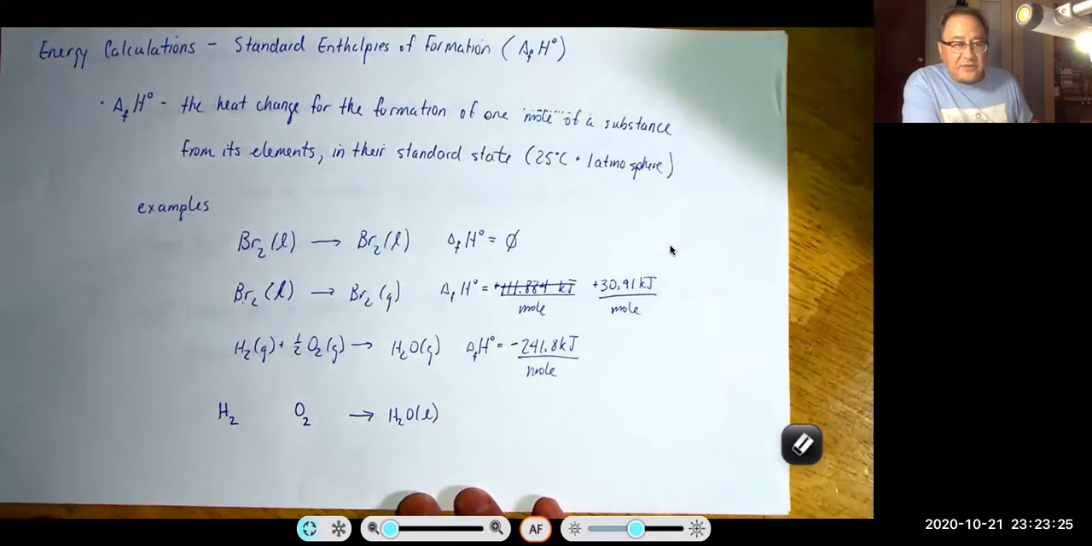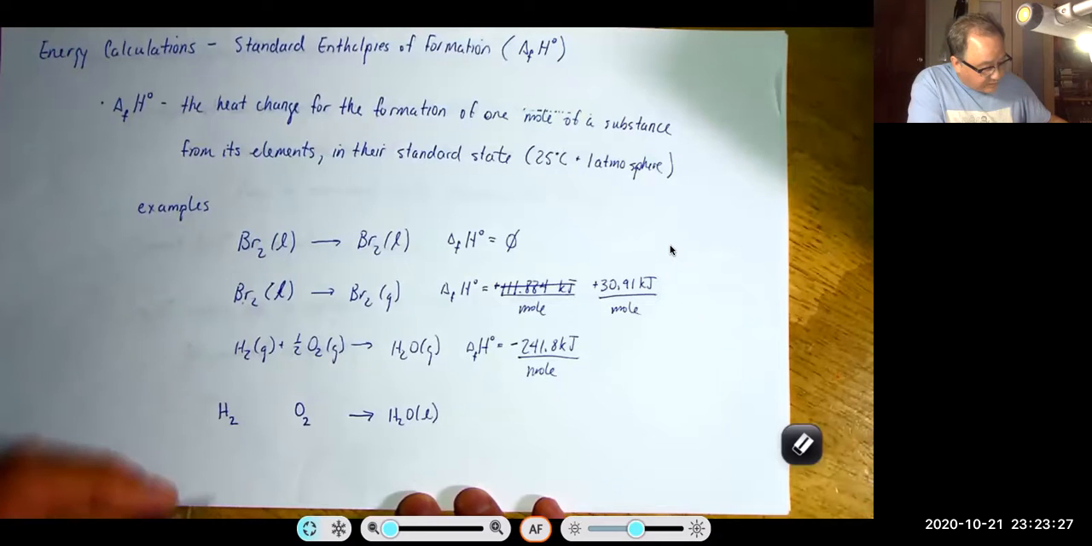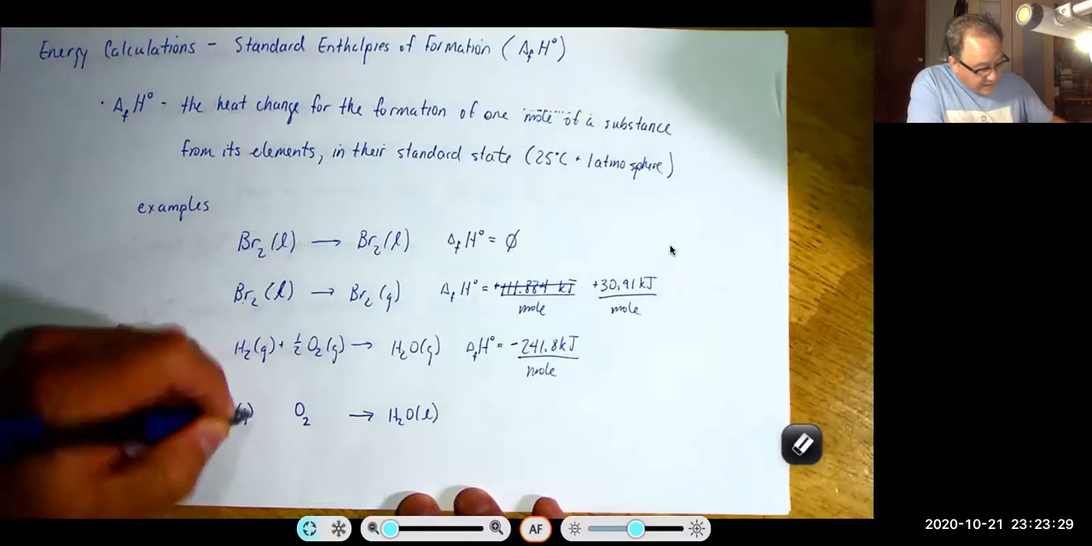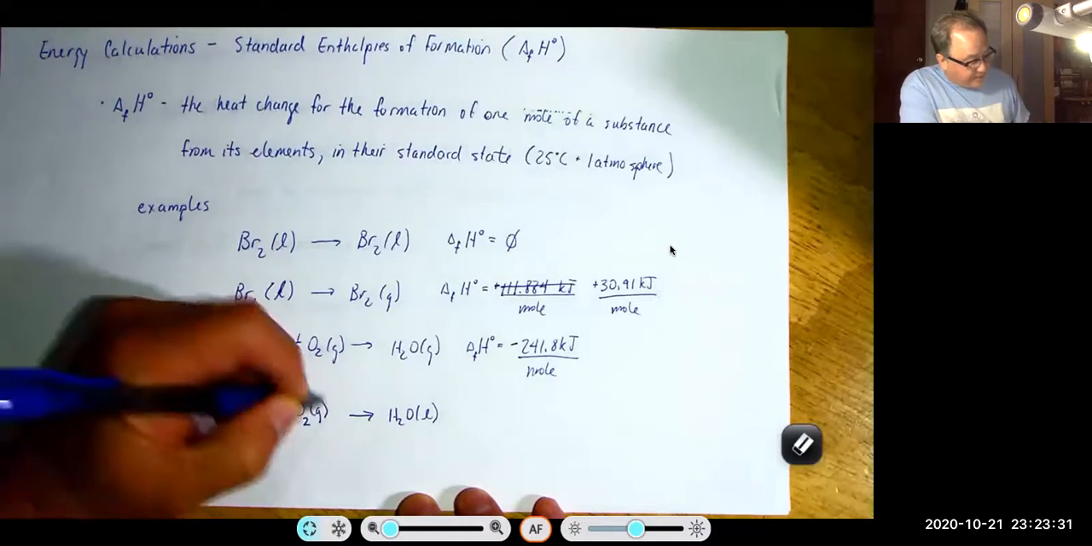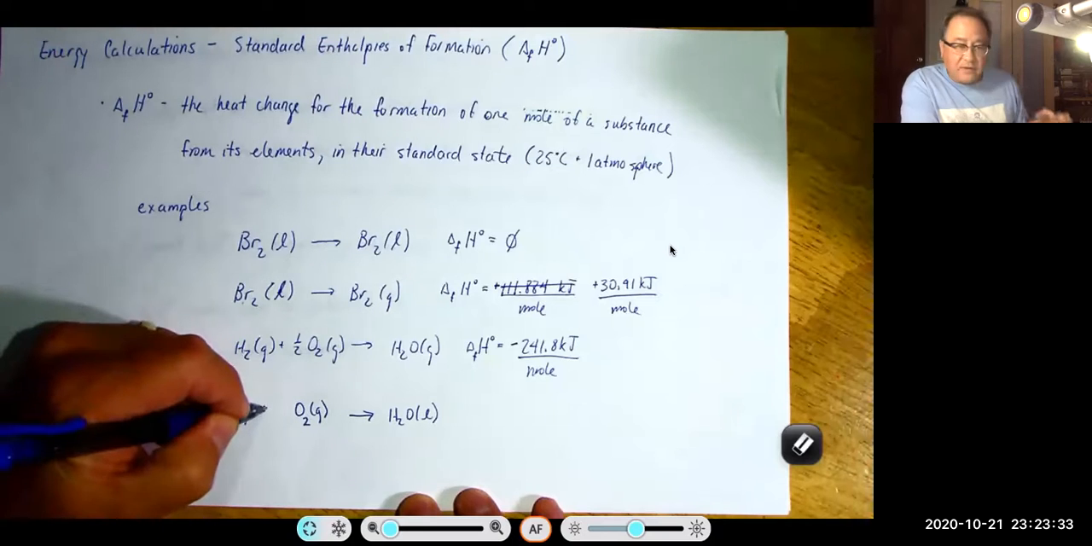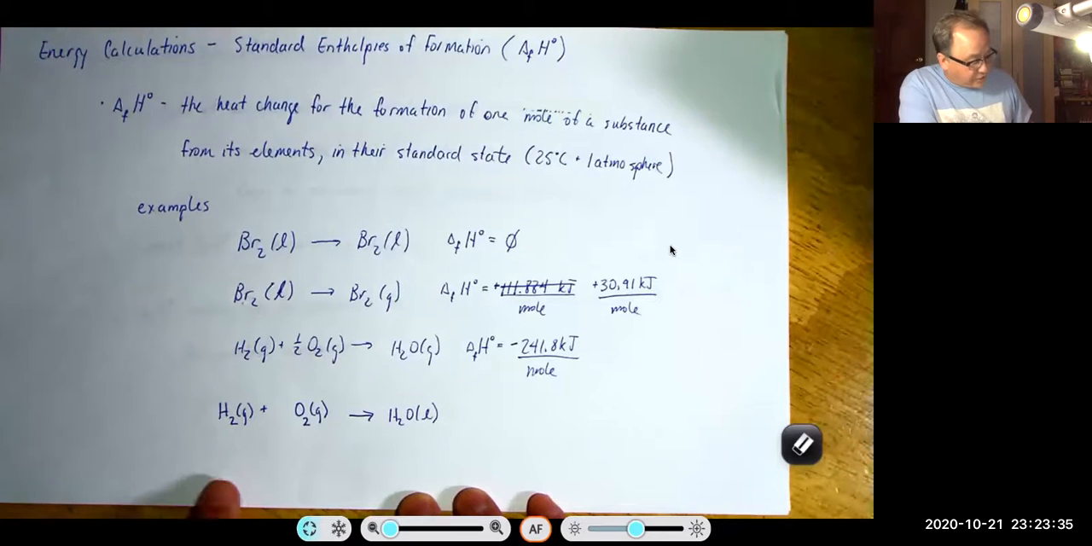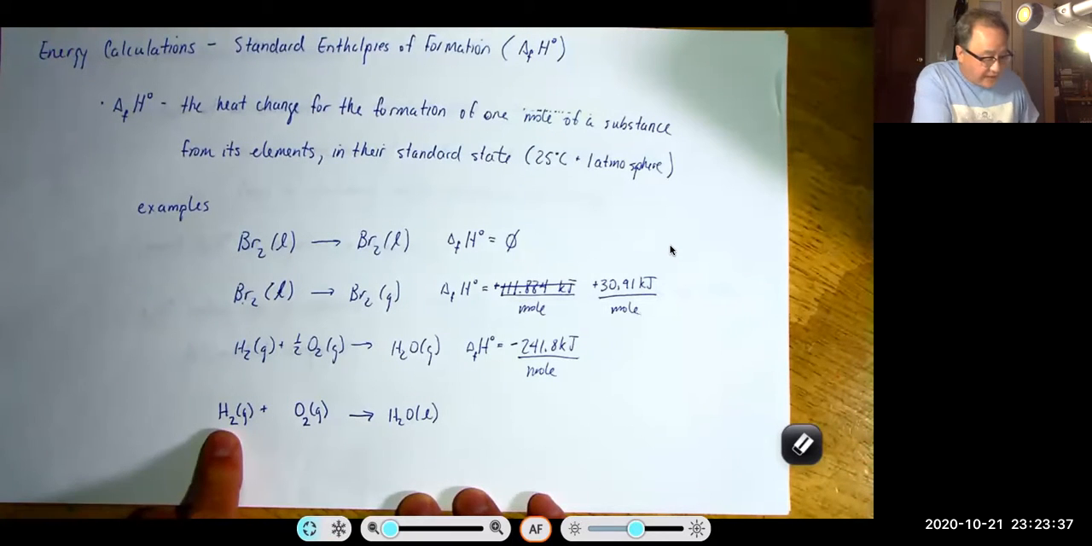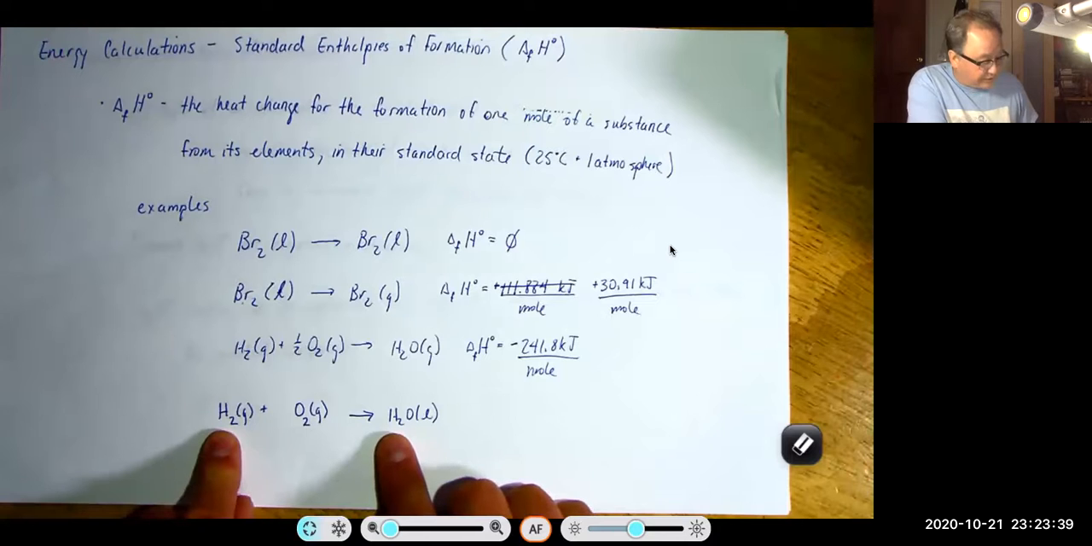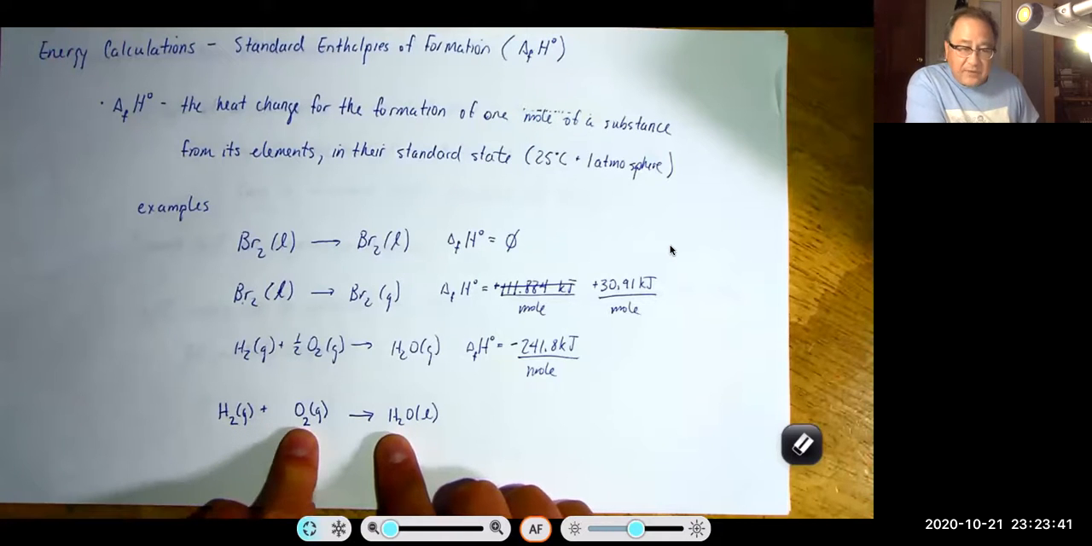Next thing I like to do is put down its state. H2 is a gas at room temp. Oxygen is a gas at room temp. And then I like to fix the coefficients. So here we have 2 hydrogens, and here we have 2 hydrogens. Here we have 2 oxygens, and here we have 1.